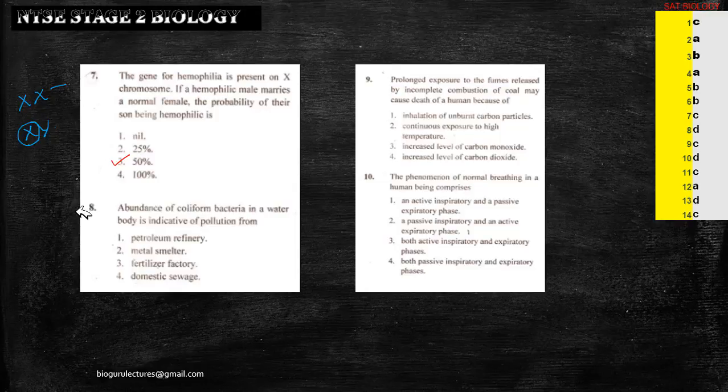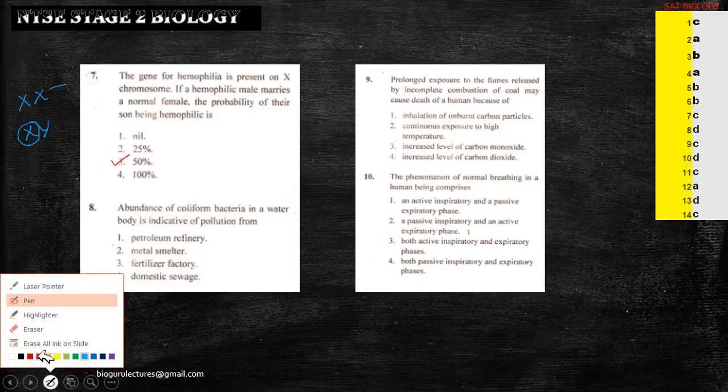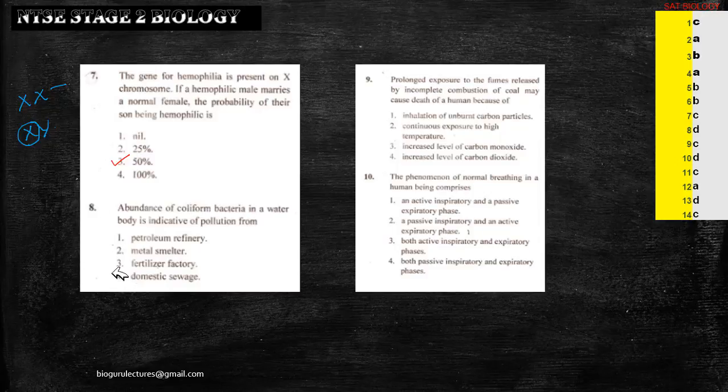All right, next question 8. Abundance of coliform bacteria in a water body is indicative of pollution from. So probably domestic sewage is the main reason for this. So eighth one is D. Next, ninth one. Prolonged exposure to the fumes released by incomplete combustion of coal may cause death of a human because, so it has to be increased levels of carbon monoxide. Right, ninth one is 3.